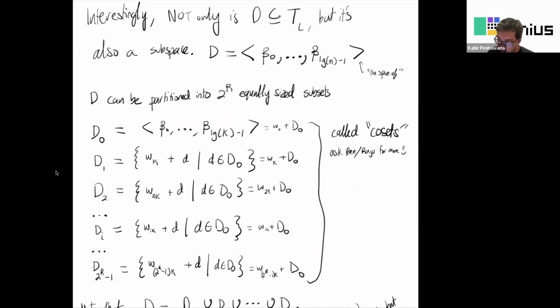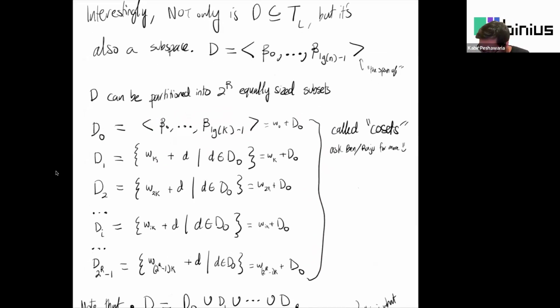And I might make this very clear. What is omega k? Omega k is equal to basis of log k. What is omega 2k? This is basis of log k plus 1. What is omega 3k? This is basis of log k plus basis of log k plus 1.